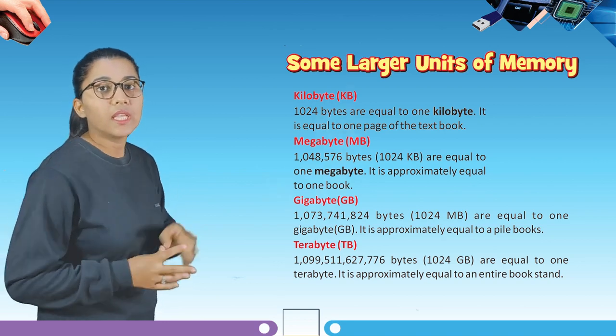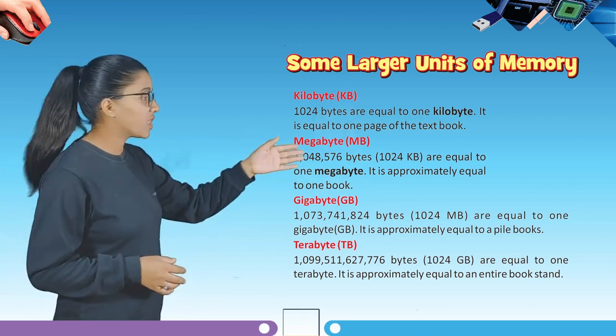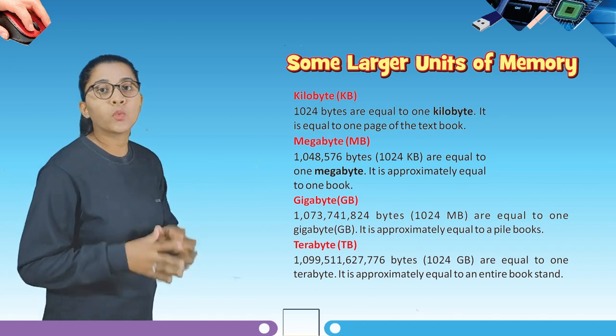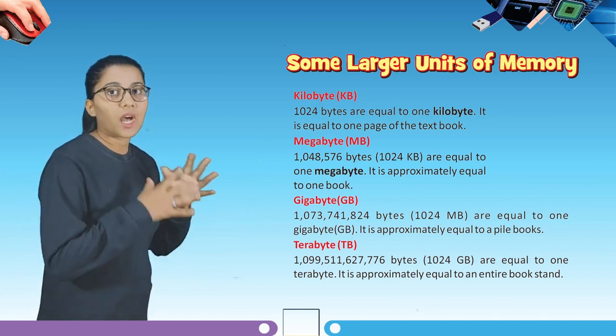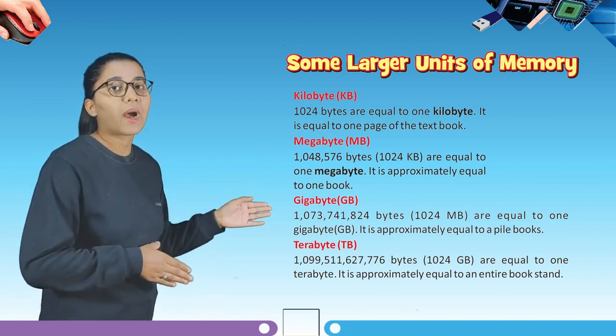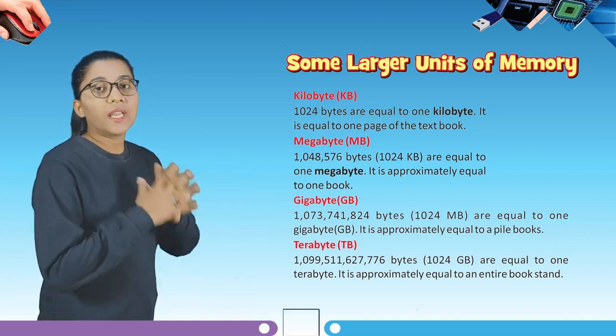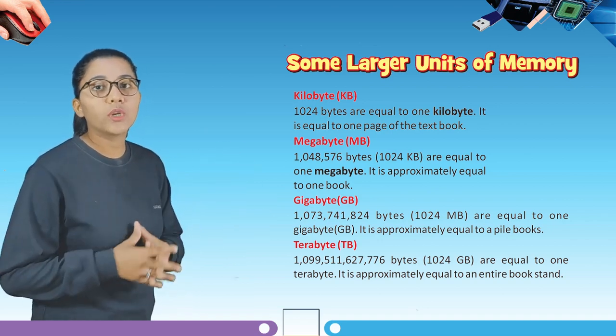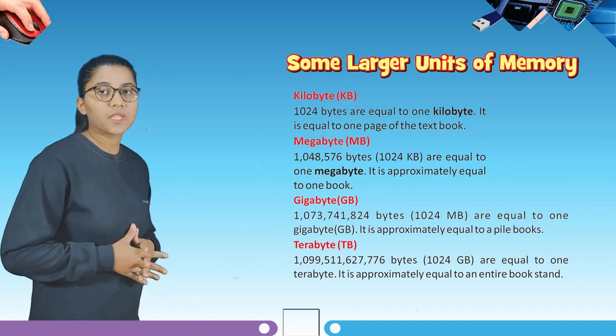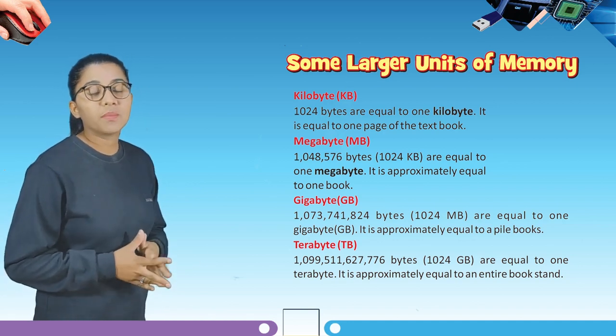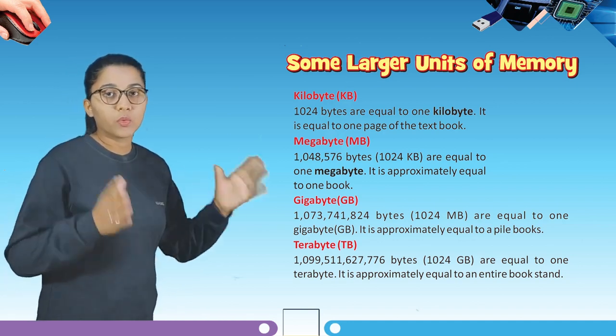Now we have gigabyte, that is GB. 1024 MB are equal to 1 gigabyte. It is approximately equal to a pile of books. Similarly, 1 GB is equal to a pile of books.